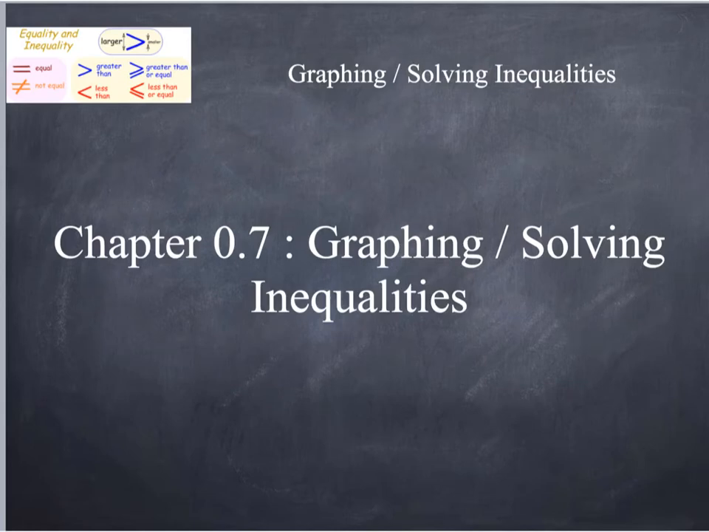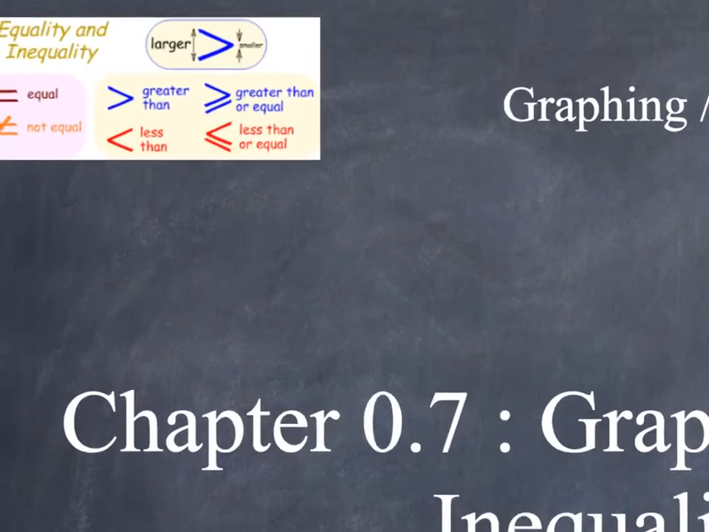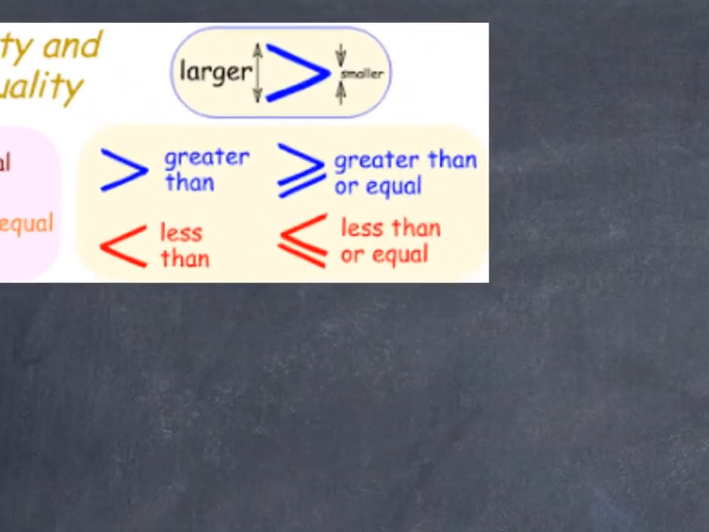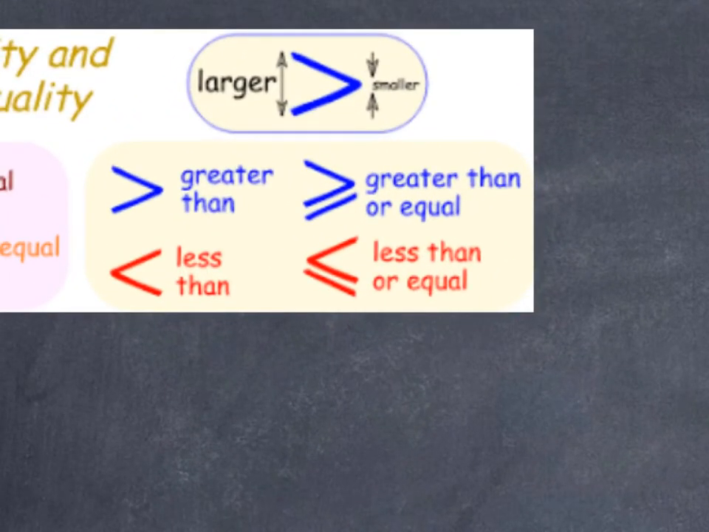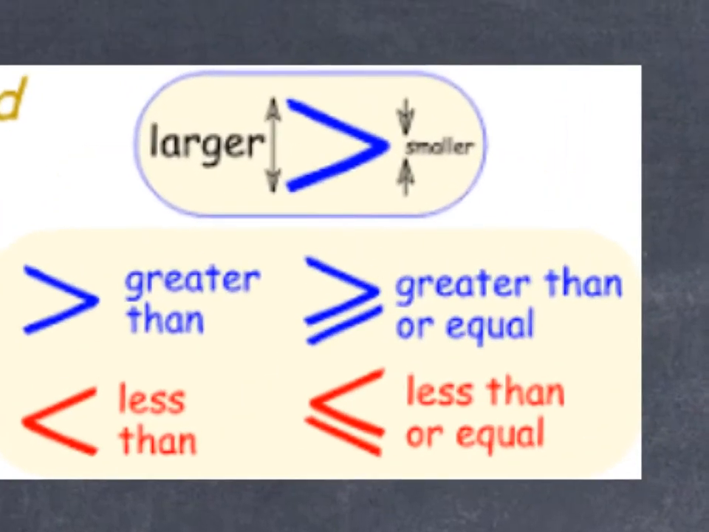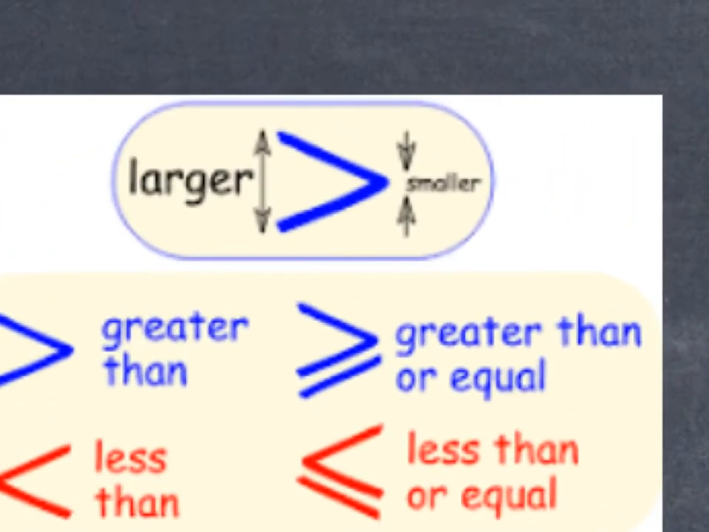We're going to shift our focus from equations to inequalities, and this will be a review of what you hopefully covered in middle school. Just as a reminder, these are your inequality symbols. We have less than, greater than, less than or equal to, or greater than or equal to. And one way of remembering it is the larger number is going to be where the larger opening is.